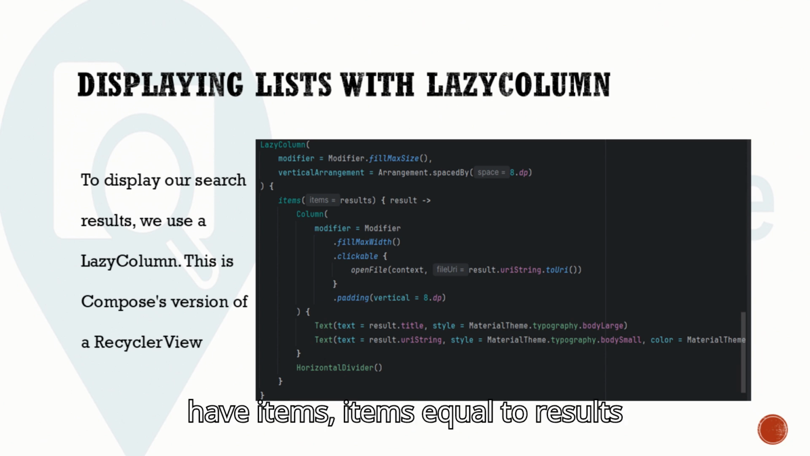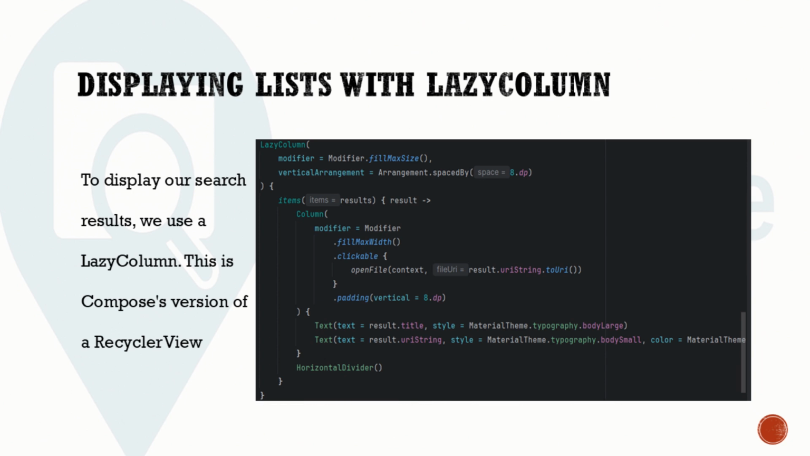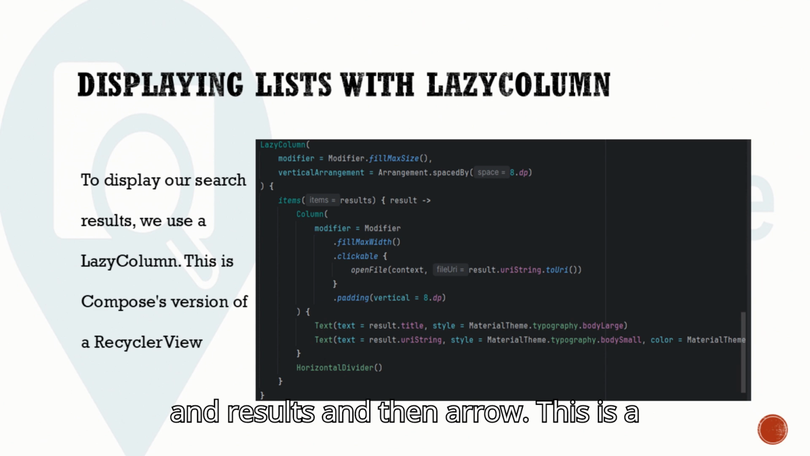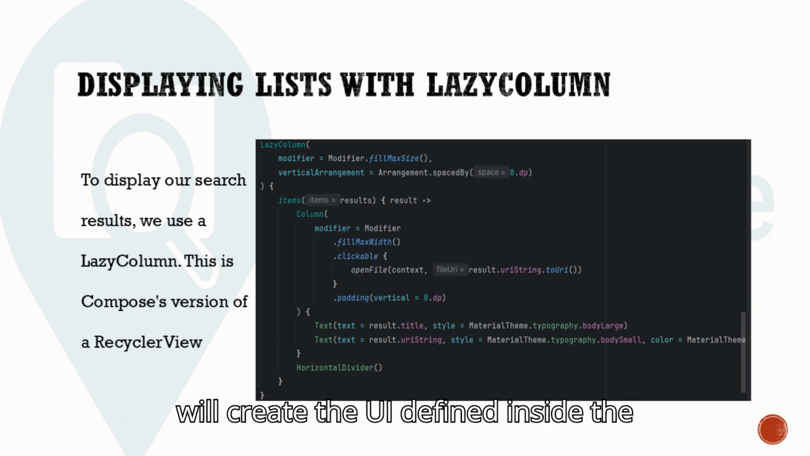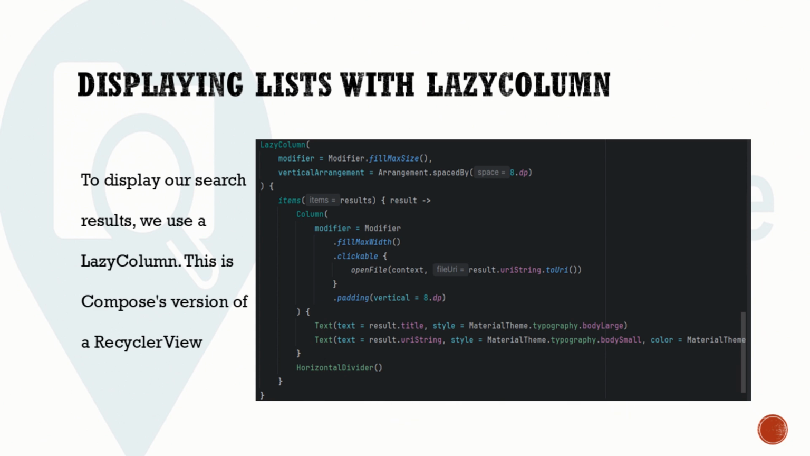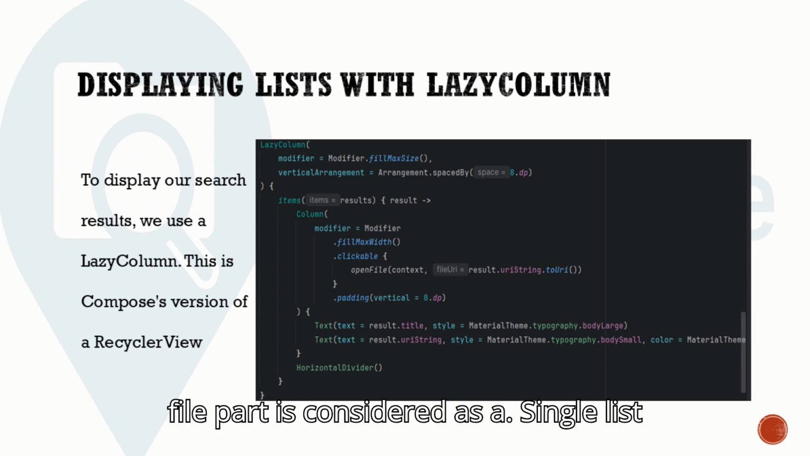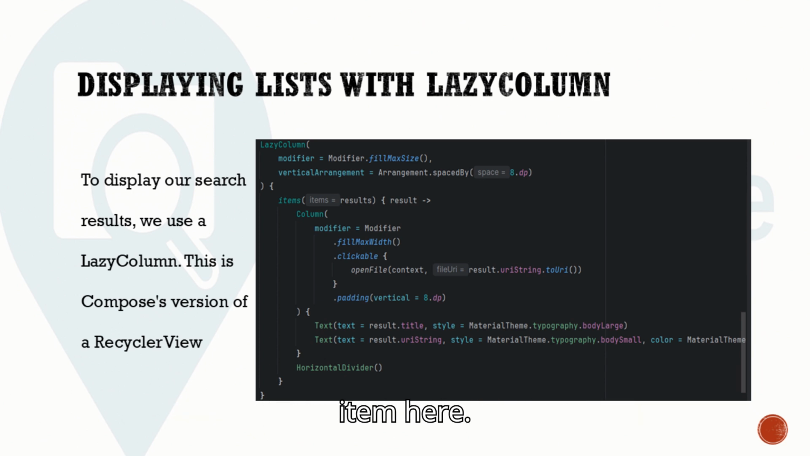Then you have items(results) and then an arrow. This is a loop. For every result in your list of search, it will create the UI defined inside the brackets. Next, you have column. This creates a vertical container for the content of a single list item. The title and the file path is considered as a single list item here.